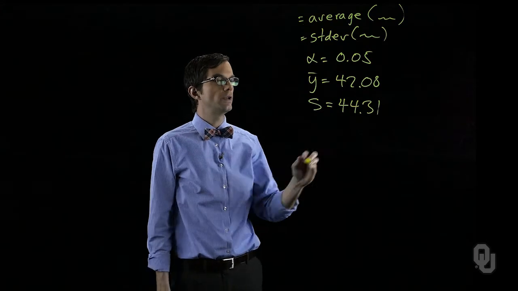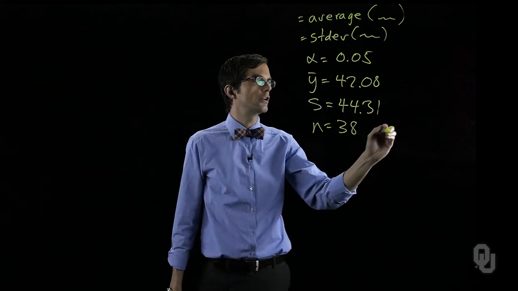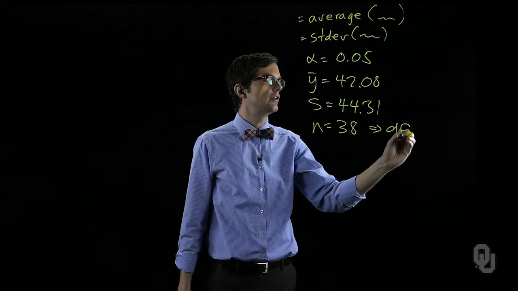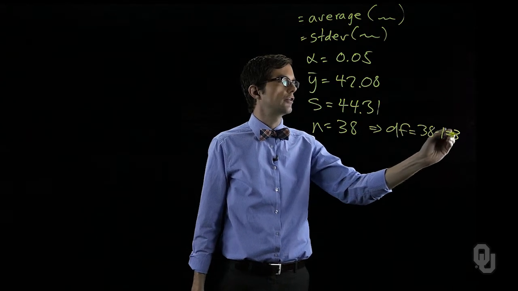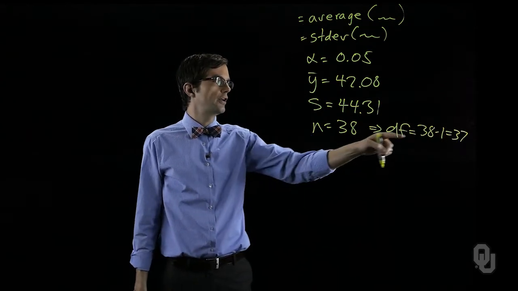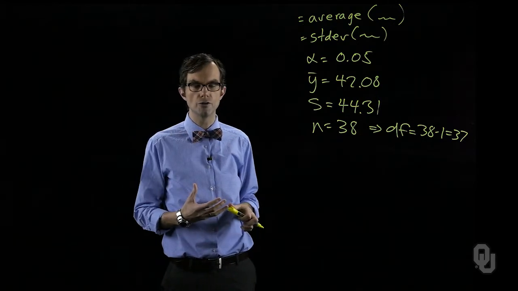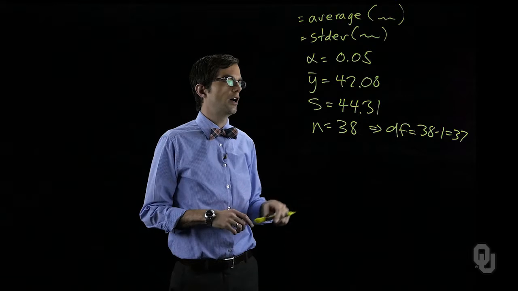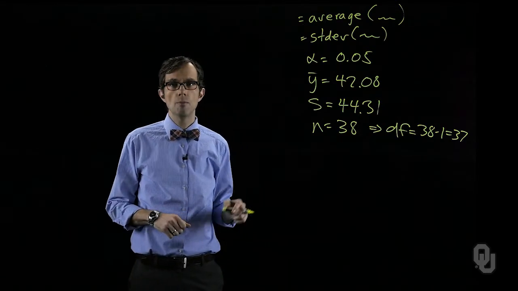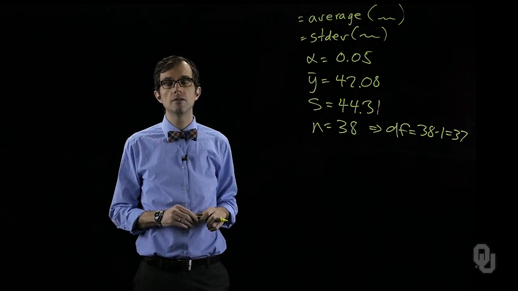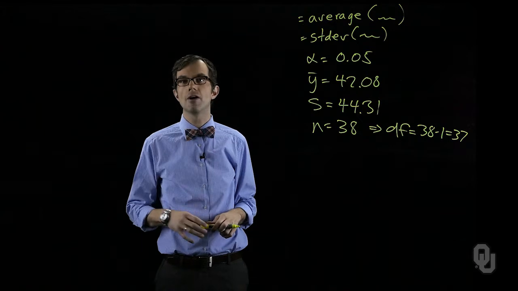And what else do we know? We know we had a sample of size 38. Therefore, the degrees of freedom is n minus 1, 38 minus 1, which is 37. So our degrees of freedom for this problem is 37. Again, we're going to be implementing the t distribution to help us with the confidence interval. Therefore, we need a degrees of freedom. But it might be that the t-table doesn't contain 37 degrees of freedom. This happens all the time.